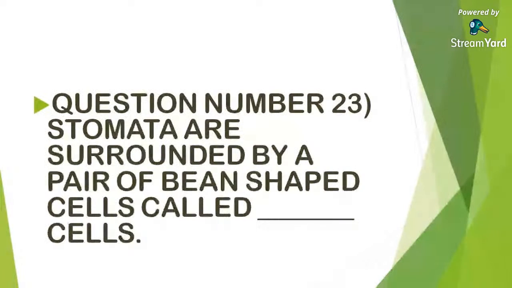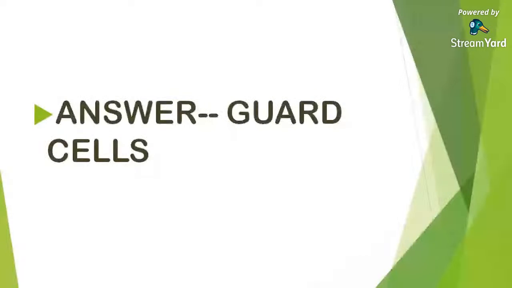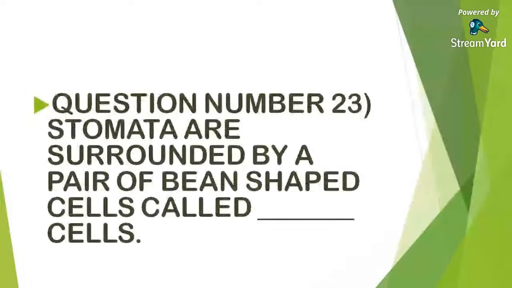Okay. I hope your answer is correct. According to you, stomata are surrounded by a pair of bean-shaped cells called guard cells. I hope you all have given the correct answer. Let's check the answer first. Yes, your answer is absolutely correct. It is guard cells. These guard cells help a lot in the opening and closing of the stomata.